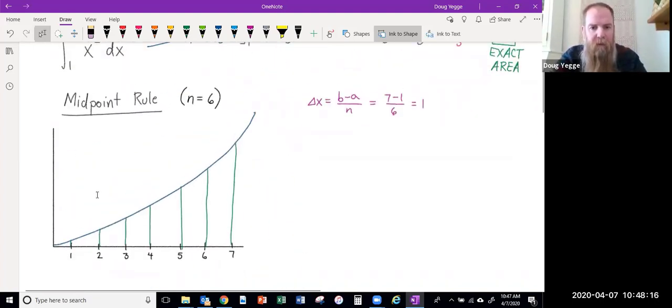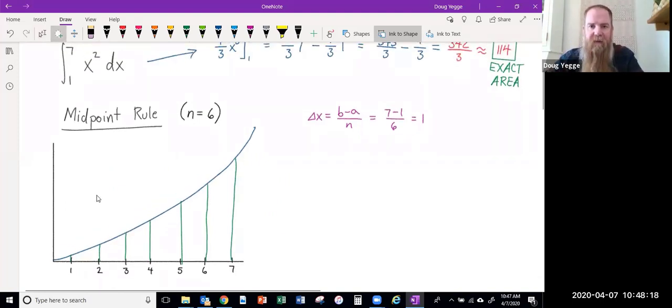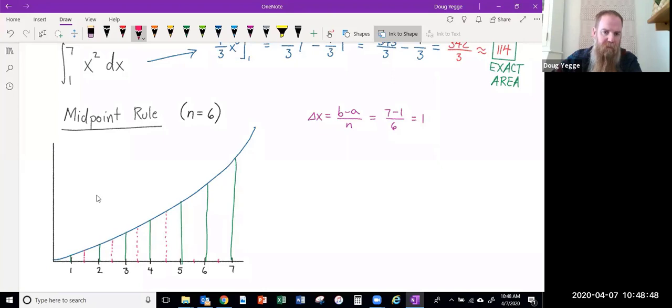Okay. So for the midpoint rule, the idea here is that we're going to be picking the midpoints of each one of these in order to act as the height for our rectangle. So the midpoint rule is still using rectangles in order to come up with our values. So we're going to be using this height here, which is at 3/2, this is at 5/2. This one here is going to be at 7/2. This one's at 9/2. 11/2.